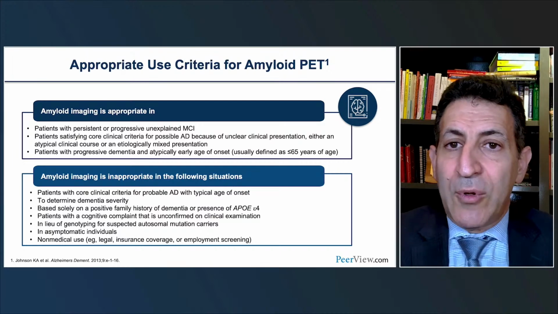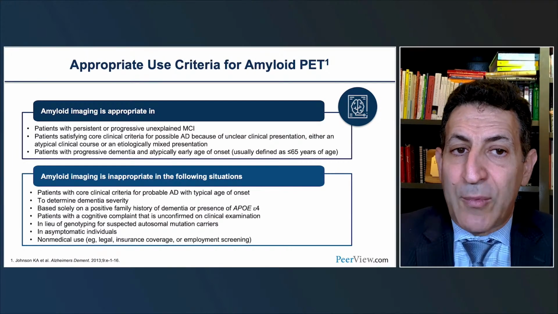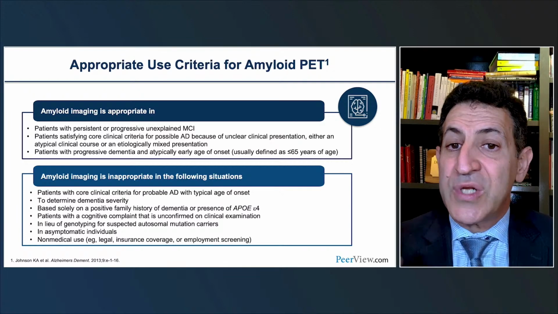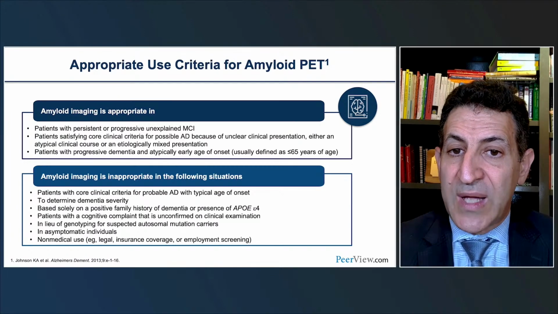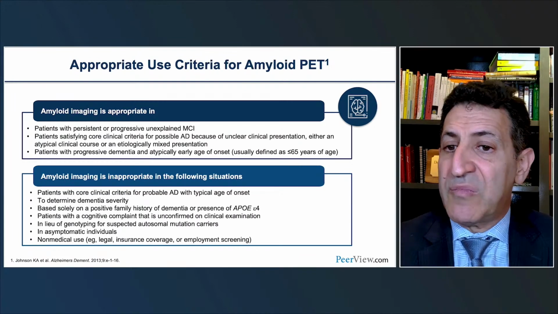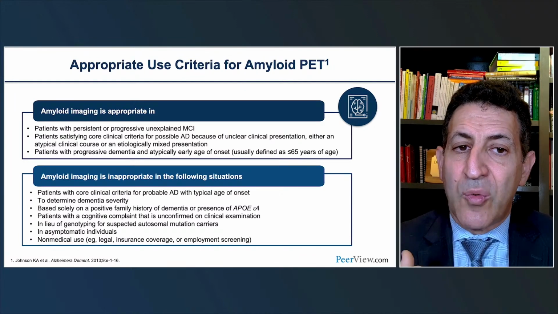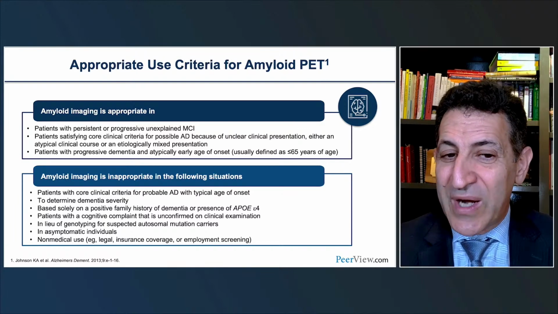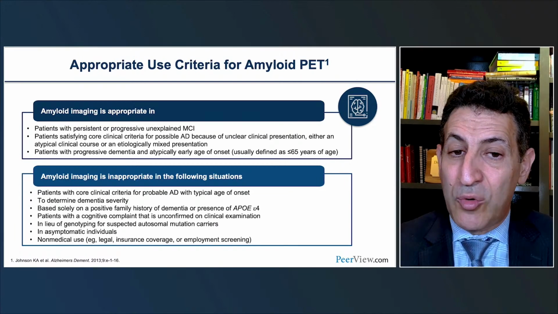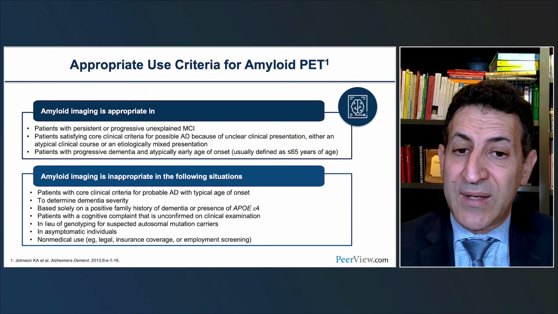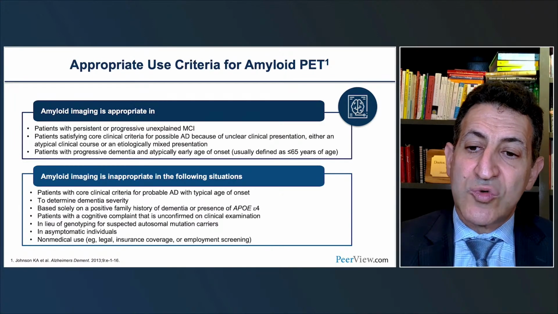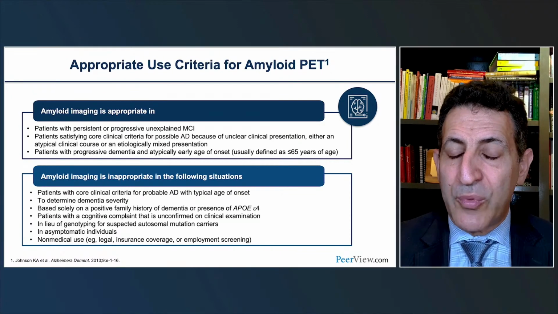So when we look at the appropriate use criteria for amyloid PET, you see that it is appropriate for patients with progressive or persistent unexplained mild cognitive impairment, where there's an unclear presentation, which would include possible Alzheimer's disease, or when there's young onset, very young and under age 65, or with patients with unexplained progressive dementia. We would not, at least in clinical practice, do it on the basis of their ApoE only, or if they're clinically asymptomatic, or for non-medical use. So this is trying to say we need to select the patients who are appropriate and useful.